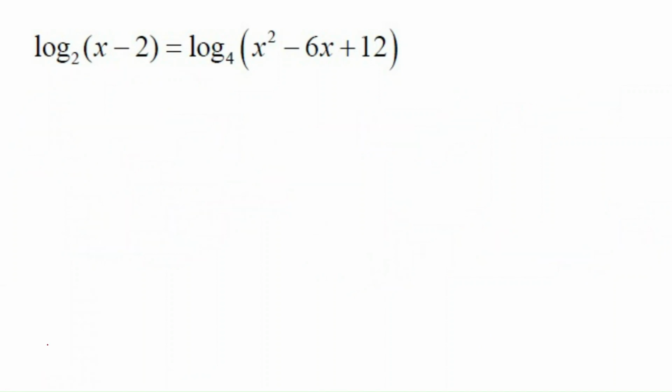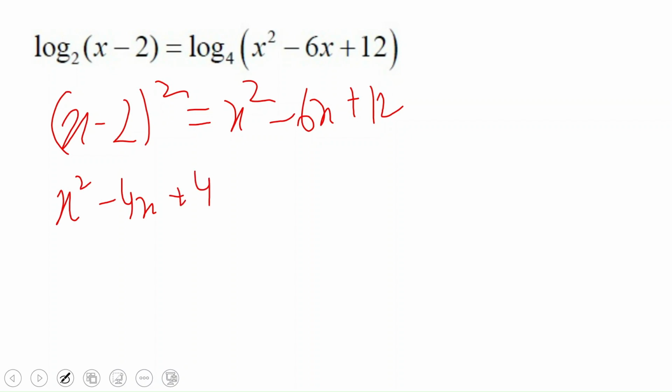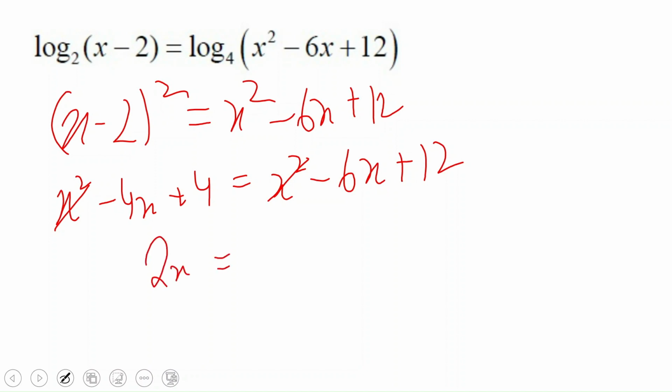I'm going to erase all the ink on this slide. We get x minus 2 whole squared is equal to x squared minus 6x plus 12. That's all we need to solve now. So x minus 2 whole squared is going to be x squared minus 4x plus 4 is equal to x squared minus 6x plus 12. This x squared cancels out. Let's take the 6x to the left hand side to give us 2x, and this 4 will go on the other side to give us 8. So we get x equal to 4 as our answer.